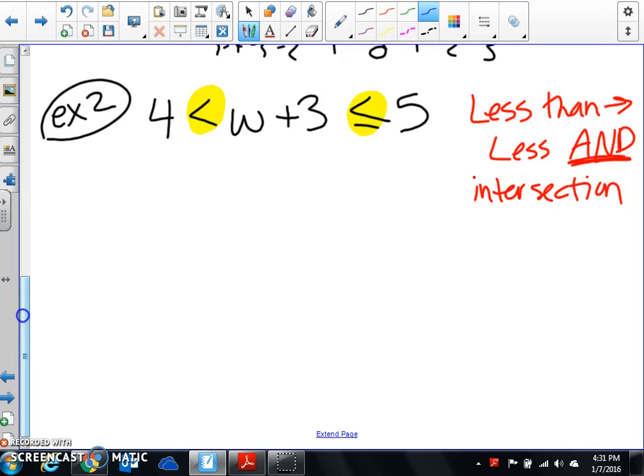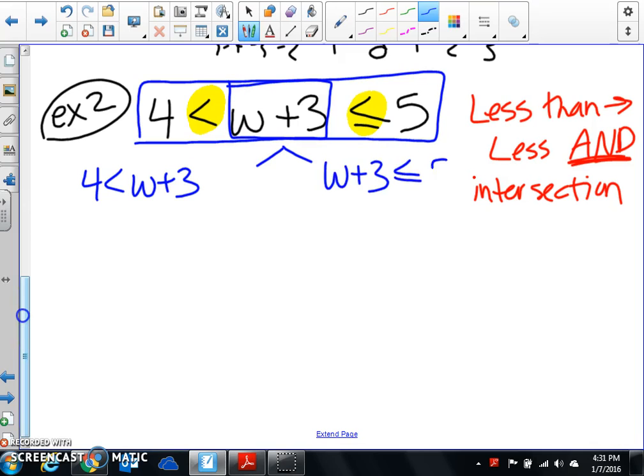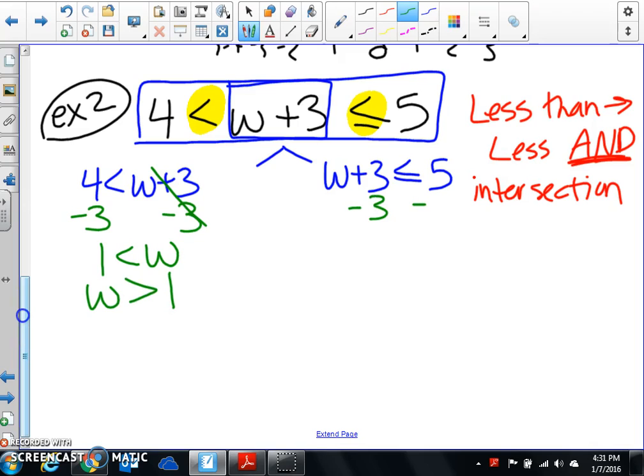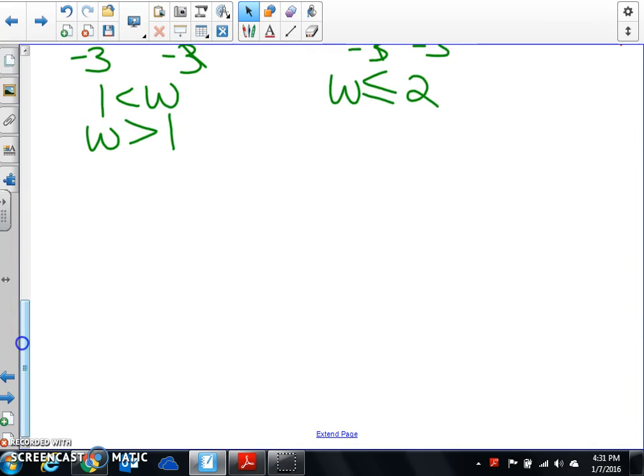All right, now, since this one's all one big confusion, we're going to go ahead and split it up. So I'm going to take this inequality, 4 is less than w plus 3, and then I'm going to take this inequality, w plus 3 is less than or equal to 5. I solve each one. I subtract 3. 4 minus 3 is 1. Remember, we always have to have the variable on the left, so I switch it. Over here, I subtract 3. 5 minus 3 is 2. Okay, so now I have my two solutions. Remember, we're looking for the intersection because this is a less than.